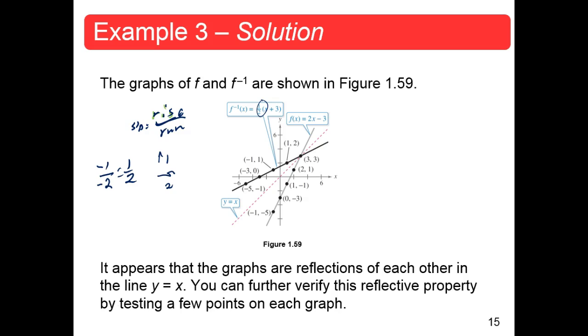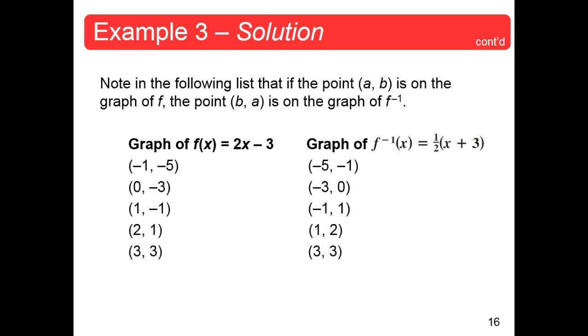That's the same. If you went on the other side, the next one going up this way would have been a 4, 5. If you go this way, you go right 2, that would be 5, and up 1, 4. Yeah, further. All right. You can further verify this reflective property by testing a few points on the graph. I think we just did. Okay. All right, there's example 3.